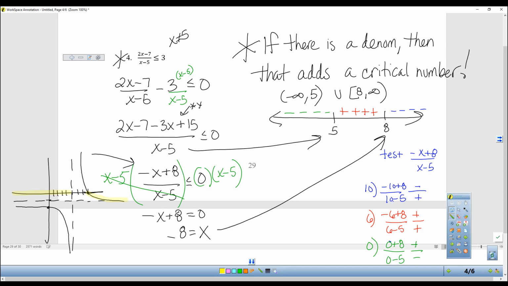Now, let's say you kind of understand the graphing method, but you don't actually want to make the graph. This will be in the graphing calculator allowed section of your test. So when you get to this step, negative x plus 8 over x minus 5, you could just graph it on your graphing calculator and see where it's less than or equal to 0. So keep that in mind as an option.